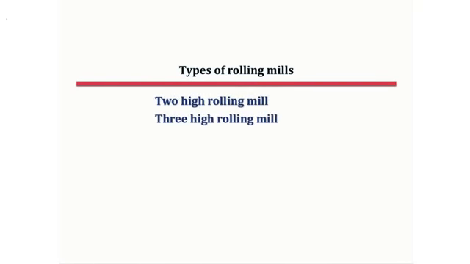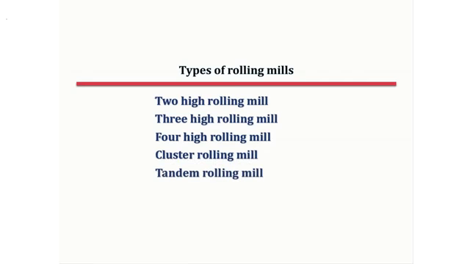Following are the different types of configurations used in rolling mills. First, 2 high rolling mill. Second, 3 high rolling mill. Third, 4 high rolling mill. Then cluster rolling mill, and last is tandem rolling mill. Let us discuss all the rolling mills one by one.